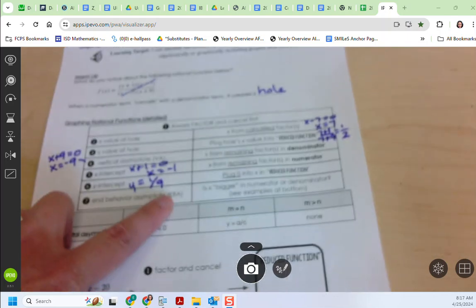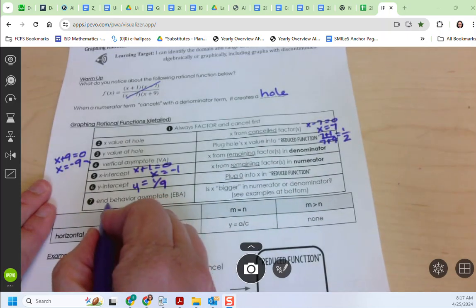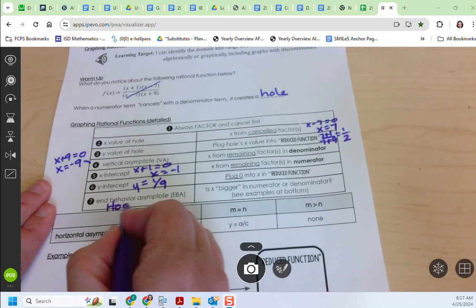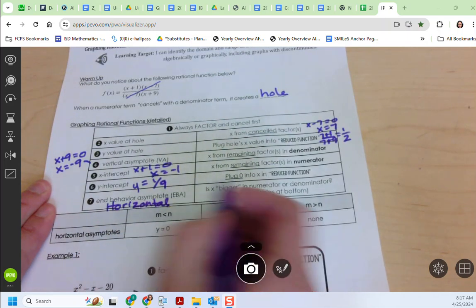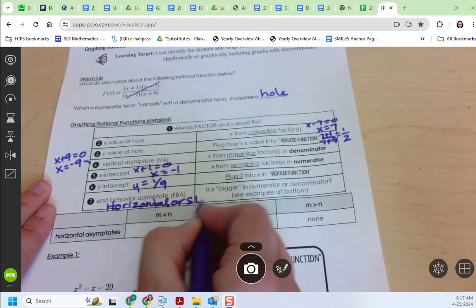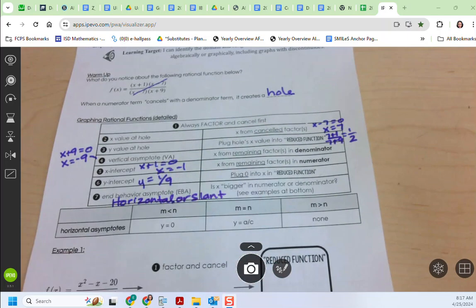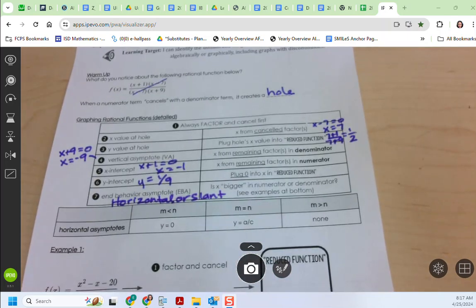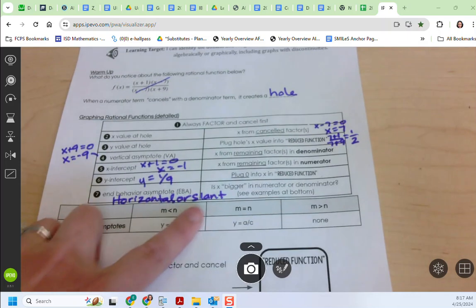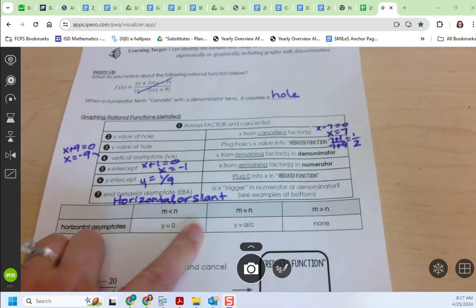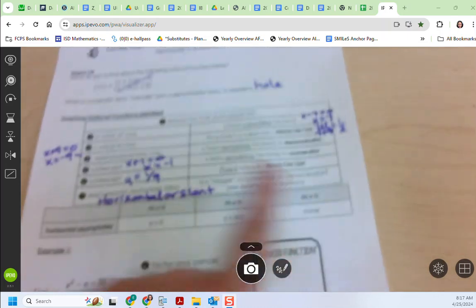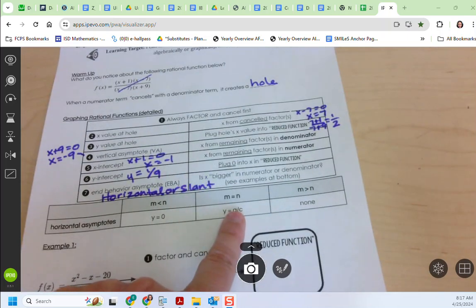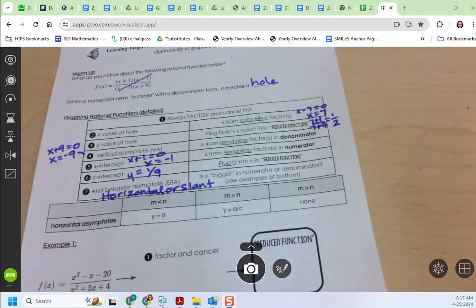The end behavior asymptote is also called the horizontal asymptote. I think today we might actually look at slant asymptote, so horizontal or slant asymptote. A slant asymptote is like a diagonal line instead of a horizontal line. Okay? But your end behavior asymptote can be your horizontal asymptote or your slant asymptote, and remember that depends on if you have a bigger exponent on the top or on the bottom, or if your exponents are equal. It's a lot to keep track of.